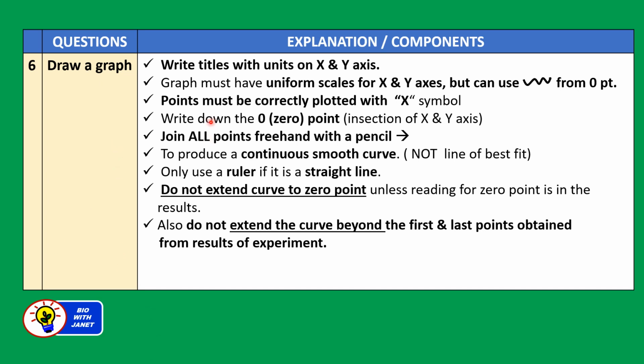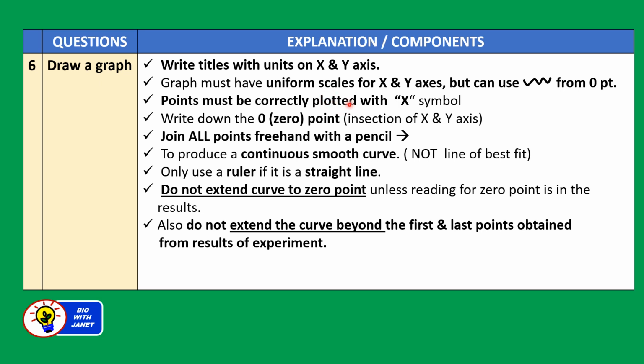Next, we come to the graph. If you are asked to draw a graph, what are the points to note? First, write the titles on the y-axis, which is the vertical axis, and on the x-axis, which is the horizontal axis. Make sure that you write the right titles according to the question. And if there are units, please put in the units, as some students forget to put in units for the titles. Then the graph must have a uniform scale.